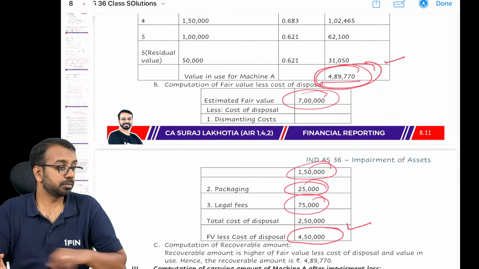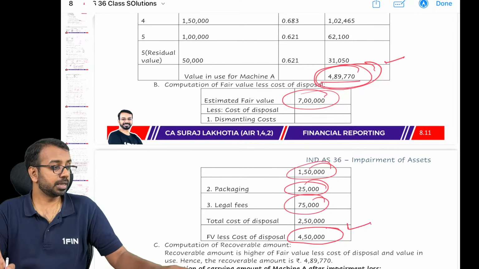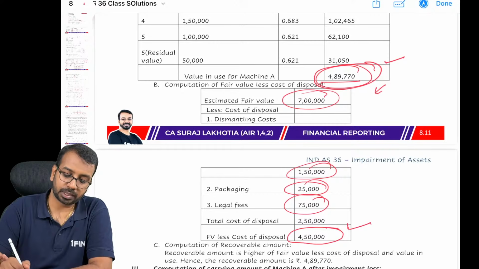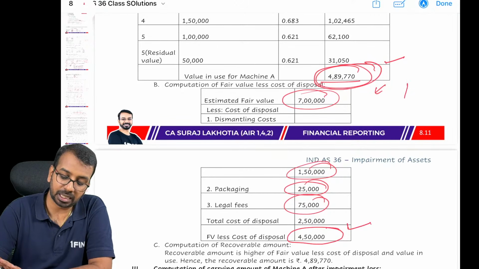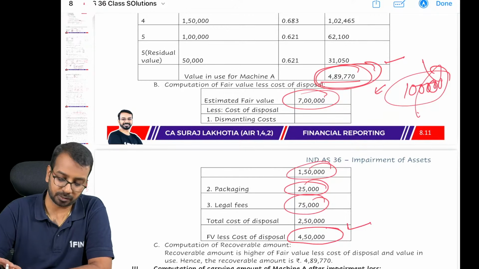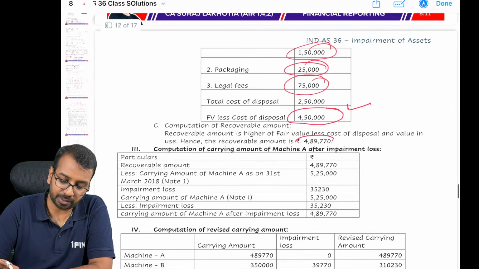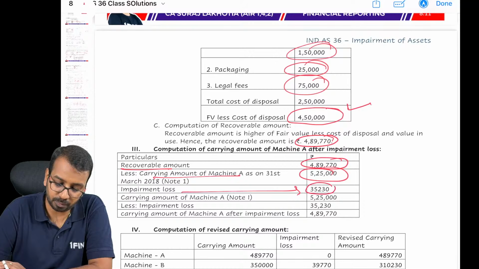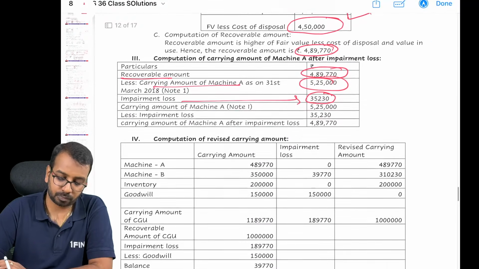Now here, one thing that you have to understand is that in this particular case, there is a consultant fee of 1 lakh that has been incurred. This will not be considered. Okay. Then recoverable amount is 489. Recoverable amount 489, carrying amount 525, impairment loss is 35,230. Right.